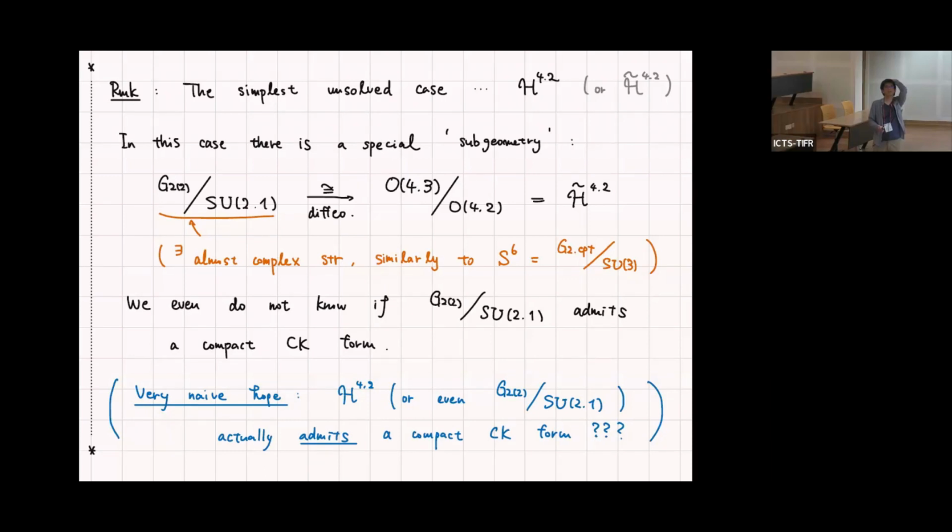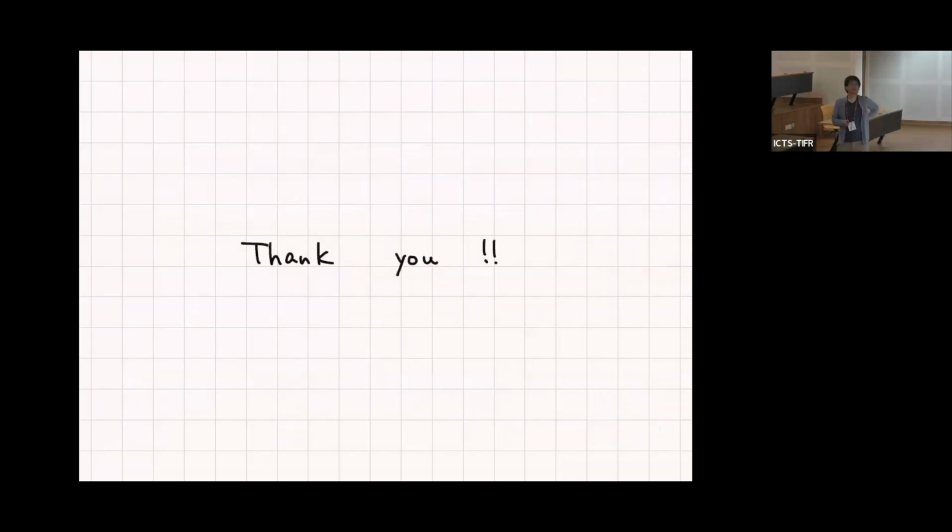In fact, we do not even know if G2(2) mod SU(2,1) admits a compact Clifford-Klein form. This has a smaller G, although the space is the same. The very naive hope is that maybe this H^{4,2} actually admits a compact Clifford-Klein form. We have proved non-existence results for a lot of examples, like all but 4 series of the simple symmetric spaces. If you want to construct a new existence result, a new example, then I think the natural target would be H^{4,2}. Okay, thank you very much.